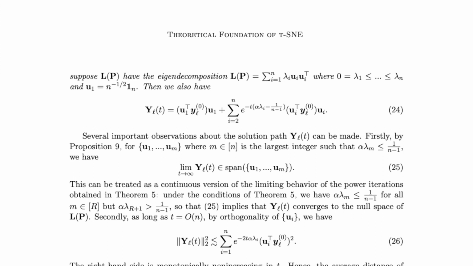Under the conditions of Theorem 5, we have lambda_m less than or equal to 1/(n-1) for all m in R, but lambda_{r+1} greater than 1/(n-1), so that (25) implies that y(t) converges to the null space of L(P).